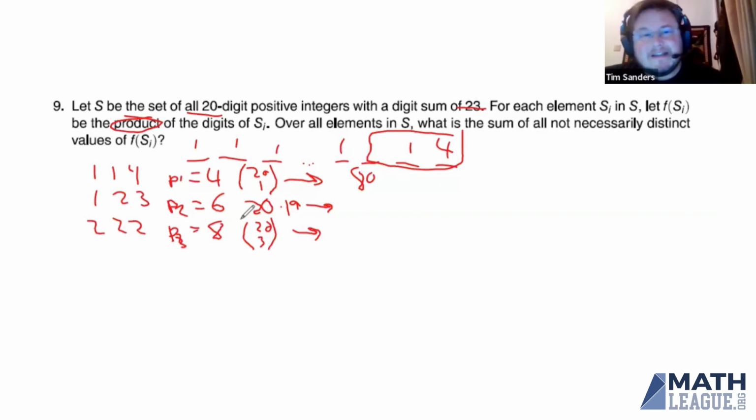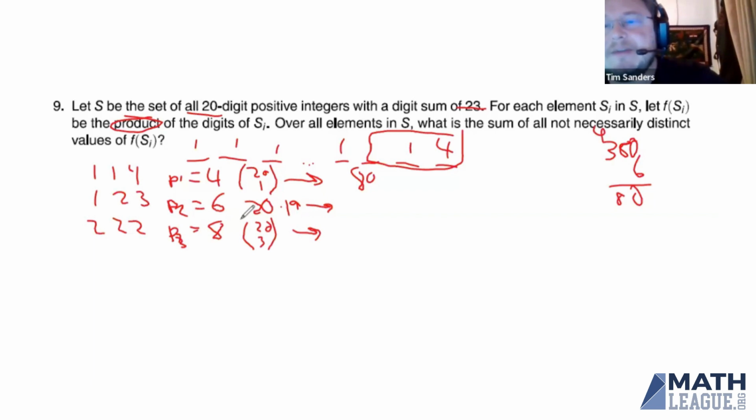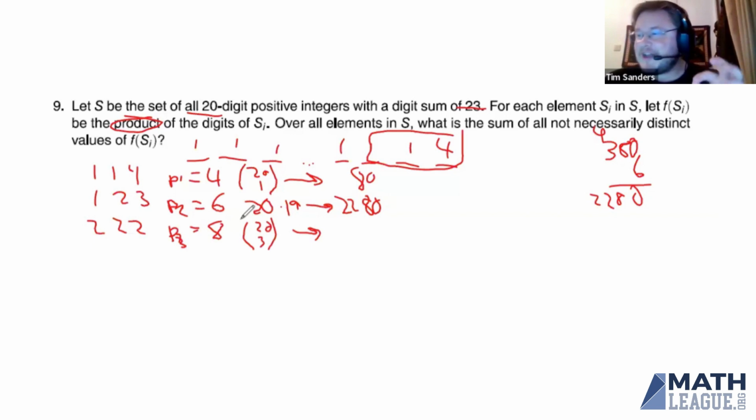20 times 19 is going to be 380, and then I multiply that by 6. So I need 380 times 6. 6 times 8 is 48, and then 6 times 3 is 18 plus a 4, which is 2280. And if I get the wrong answer, that's probably where it went wrong.